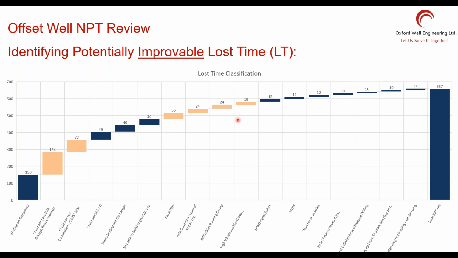So all these things are really important to understand. And then you can actually use it to your advantage. You can even put the money on it. You can say, if I can fix the second point, I may be able to save 134 hours of lost time that I previously had. So let's come back to this one.